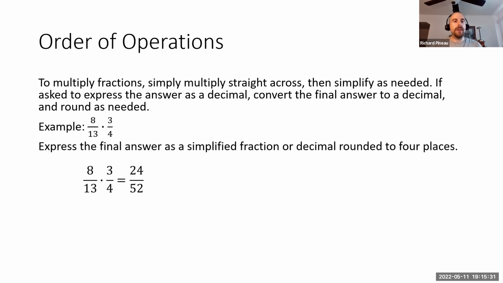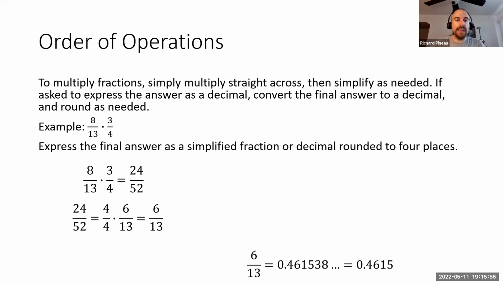Well, very simple. Here are the two fractions. We multiply straight across. 8 times 3 is 24. 13 times 4 is 52. Now, 24 over 52 can be simplified. How do I know that? Well, both of the numbers are even, numerator and denominator. As a matter of fact, 4 is the factor that both numerator and denominator have in common. So there's that form of 1. And what I'm left with then is 6/13.